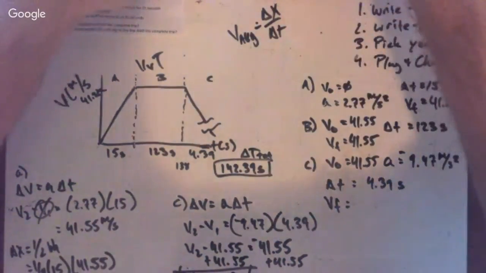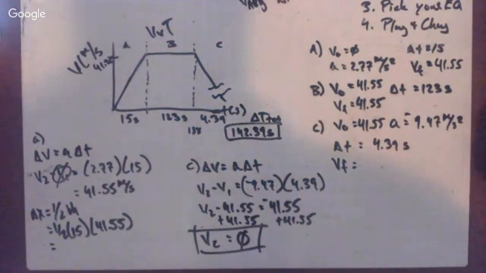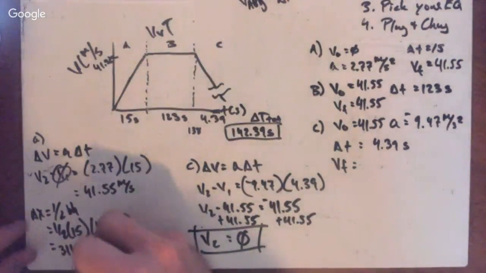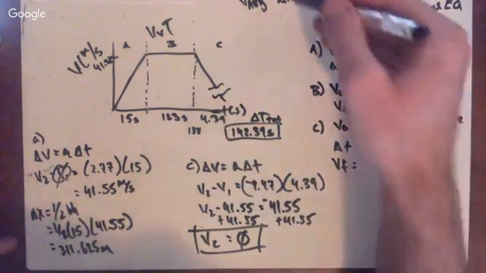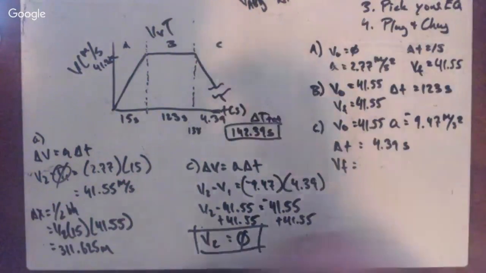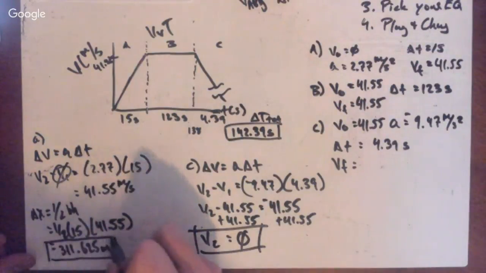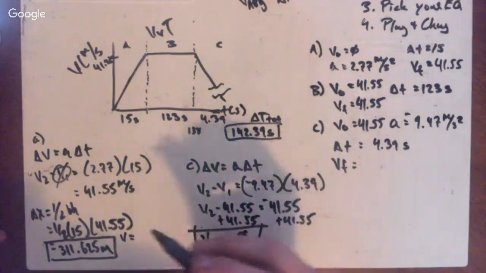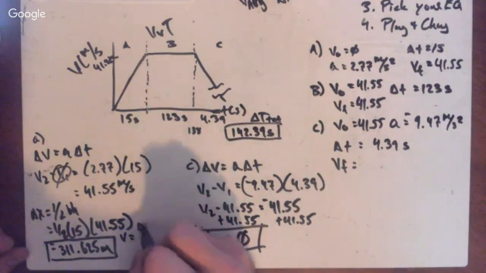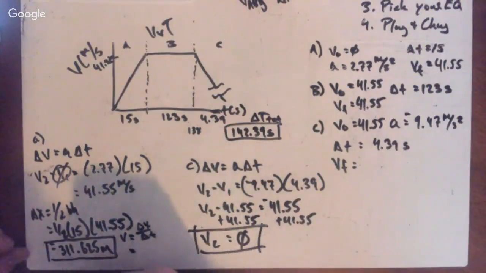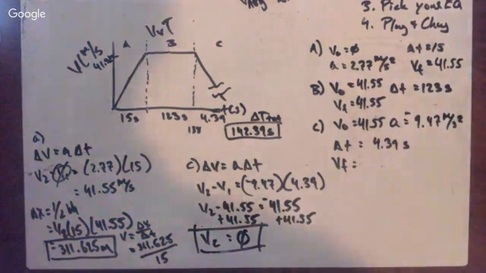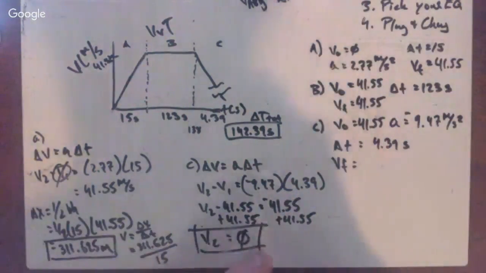I'm running off the edge of the board again. Okay, there we go. So 15 times 41.55 divided by 2. Okay, so for part A, our delta x is 311.625 meters. Okay, and now that we have our delta x, we can calculate our average velocity for that period. So this is our displacement for that section. Our average velocity, sorry, it's getting all bunched up. It's a long problem. It is delta x over delta t, or 311.625 divided by 15.